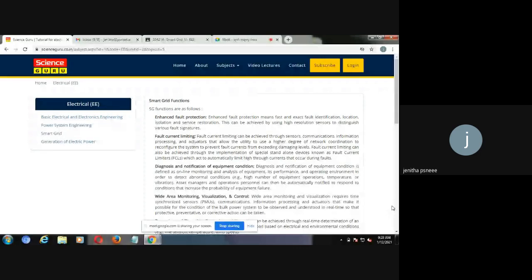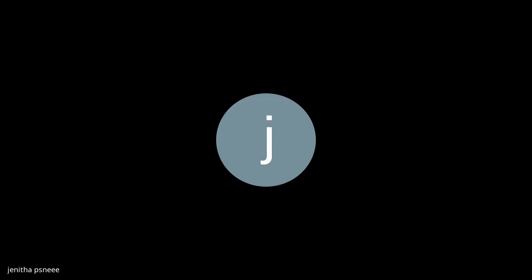Okay, today's topic is smart grid functions. So what are the functions of a smart grid? You can see them one by one. First function is enhanced fault protection.